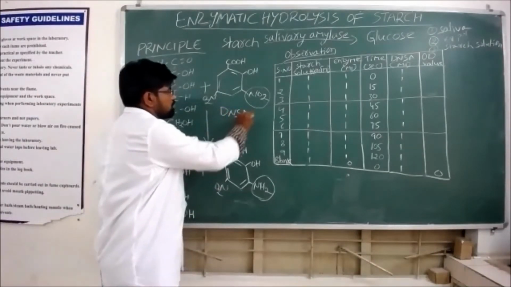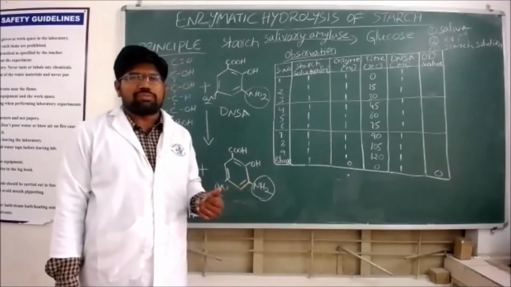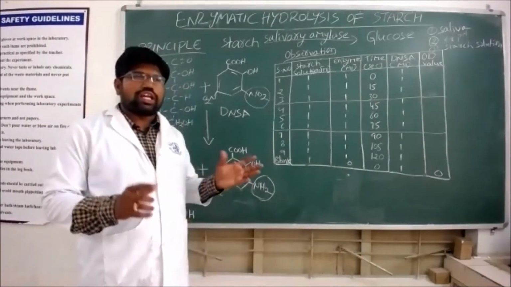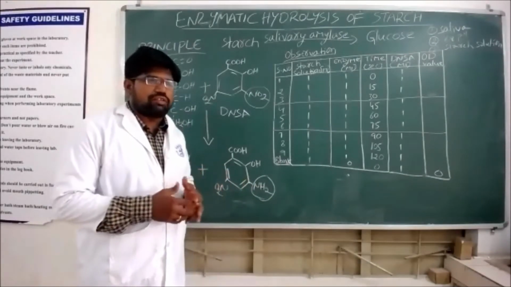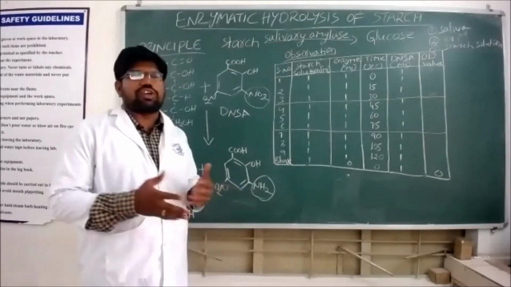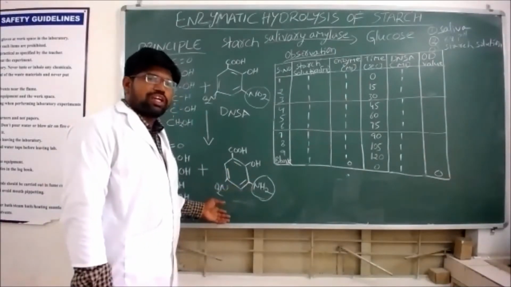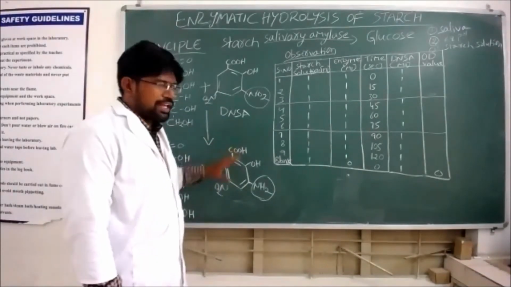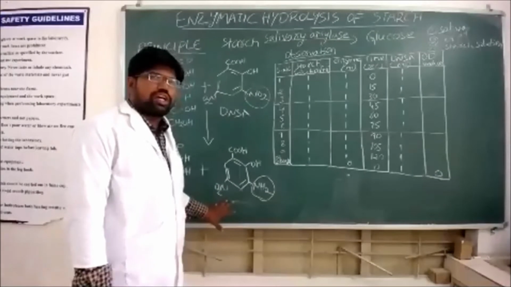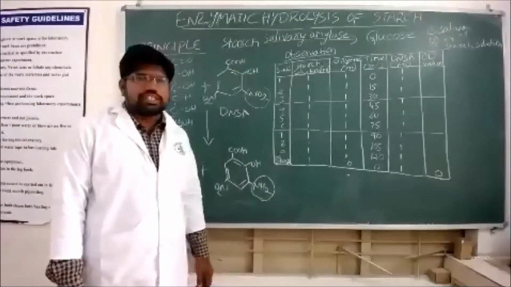You have already done the experiment, estimation of reducing sugars by the DNS method. There we react the DNS reagent with the reducing sugar, and it is itself reduced to 3-amino-5-nitrosalicylic acid, which automatically produces an orange red color. The same principle we apply in this experiment, and we determine the enzymatic hydrolysis of starch.